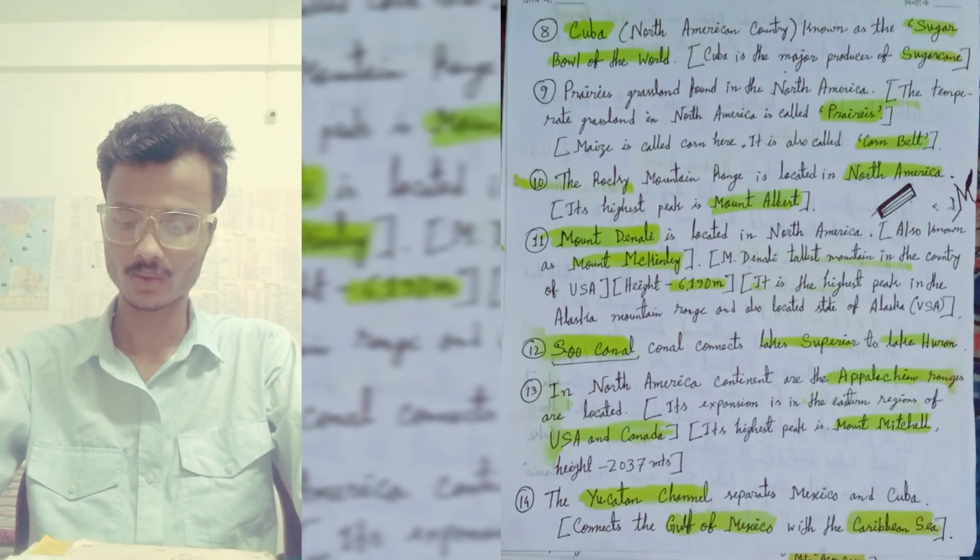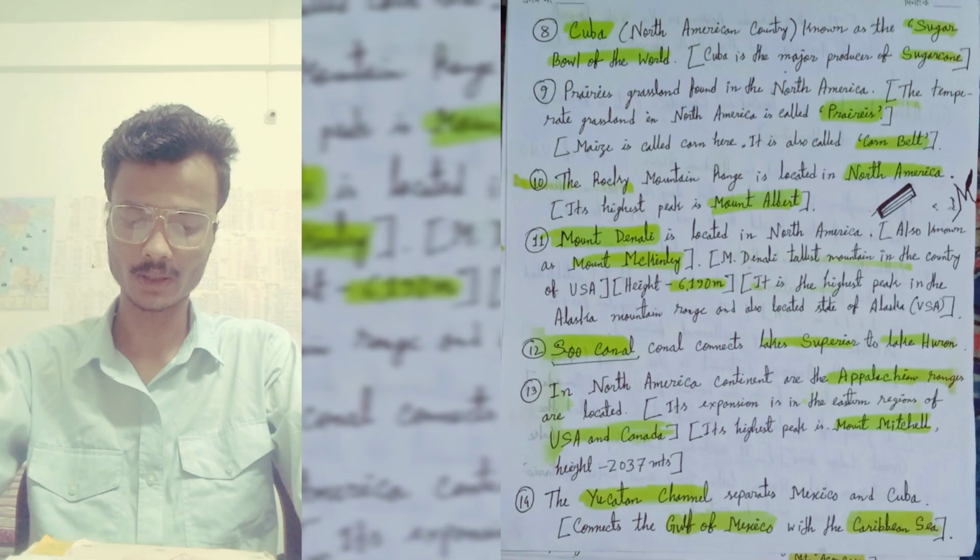Number 12. Sioux Canal connects Lake Superior to Lake Huron. Number 13. In the North America continent, the Appalachian ranges are located. Its expansion is in the eastern regions of USA and Canada. Its highest peak is Mount Mitchell, height 2,037 meters.